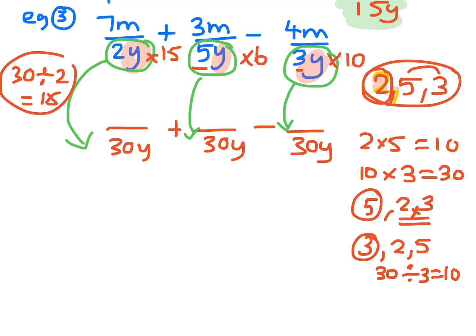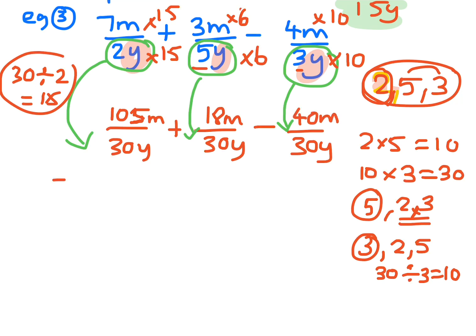Okay, so next step. We've got our common denominator. We've looked at what's missing, what we times by. And then the next step is what we do to the bottom, we need to do to the top. So each of the numerators need to be times by what's on the bottom. So that means this one's times 6 and this one's times 10. Okay, so what is 7 15s? 7 10s are 70. 5 7s are 35. I think that's 105m. Okay, and then we go 3 6s are 18, so that's 18m, and 4 10s are 40m.